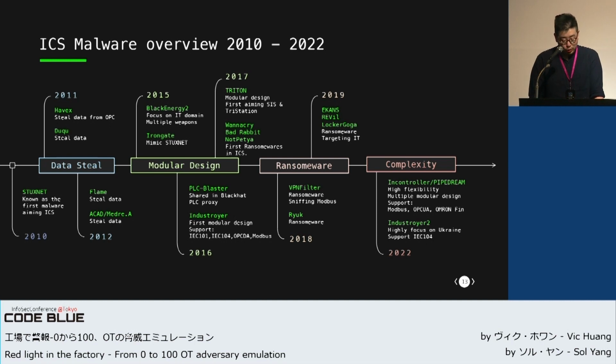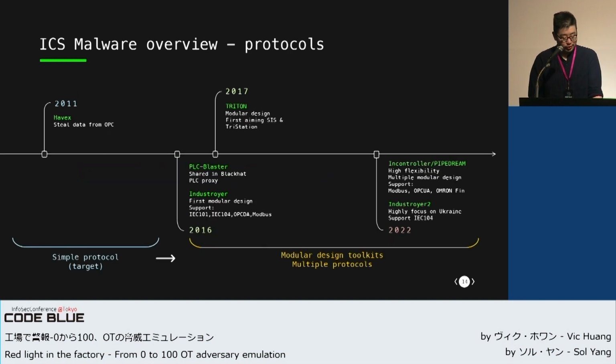And in 2022, there are Pipedream and Industroyer2, which are more complicated than what we have seen before. They carry a lot of different kinds of modules inside. So it's like a thief with more tools in his backpack. And if we focus on the control protocols they use, here's the trend for ICS malware from 2011, from a single protocol target to multiple protocol targets. So it's more like a modular design toolkit.